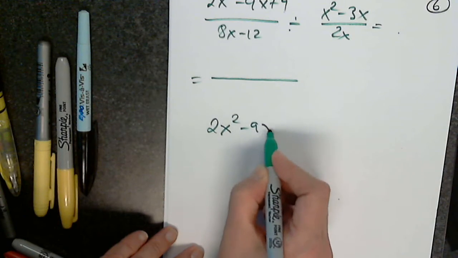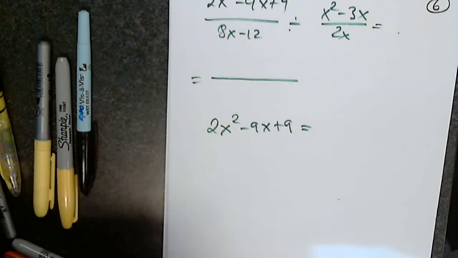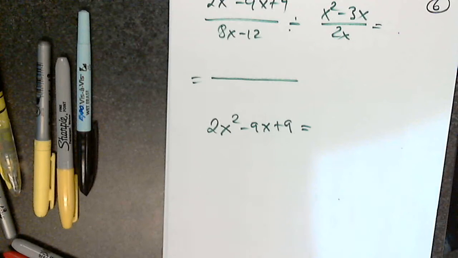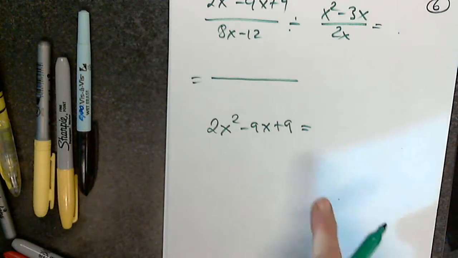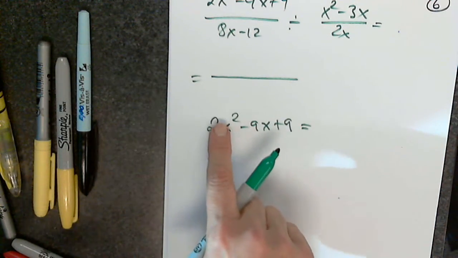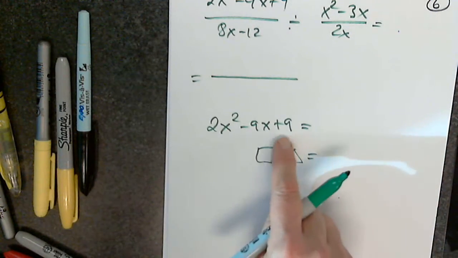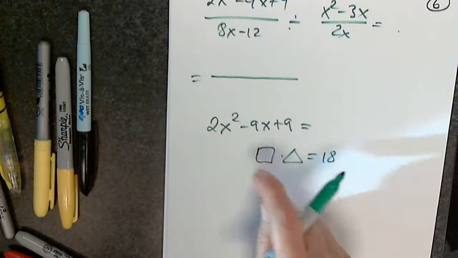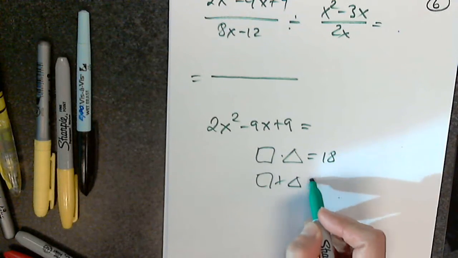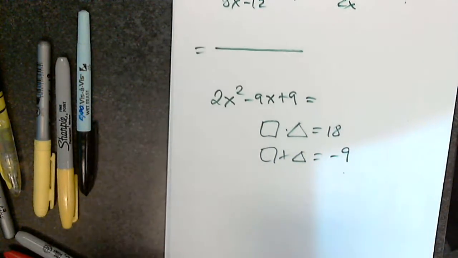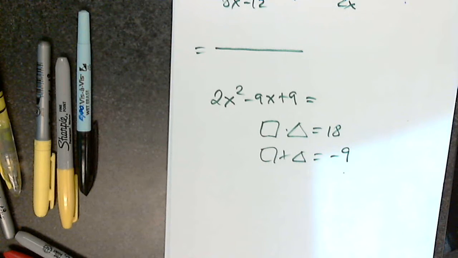2x squared minus 9x plus 9. It's a trinomial, it's in descending order. There is nothing I can factor out, and the leading coefficient is not negative. So it's not a special product because this is not a perfect square and this is not a perfect square. So then my only possibility is to multiply these two and I get 18, and then the sum of negative 9. So I'm trying to find two numbers.